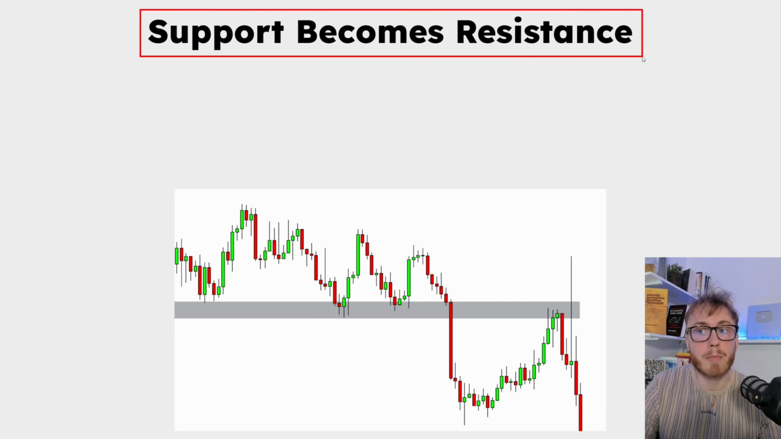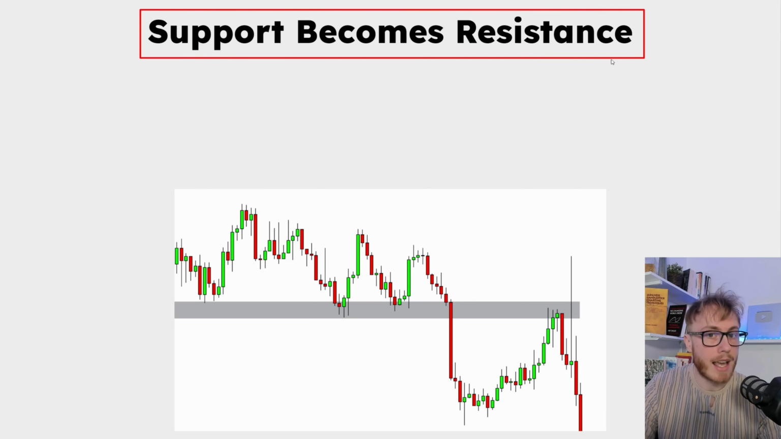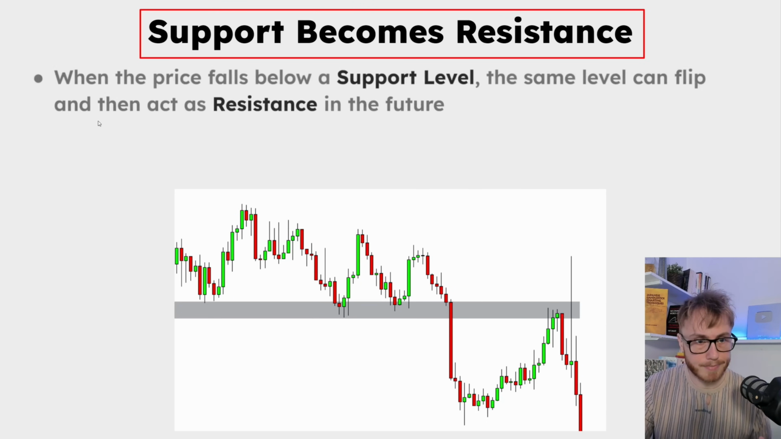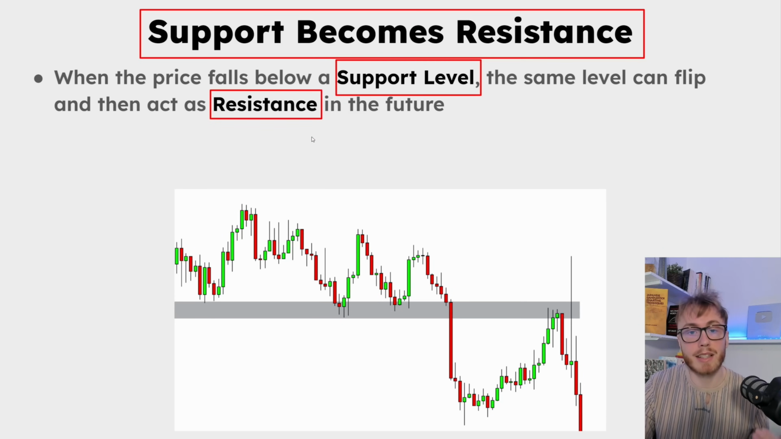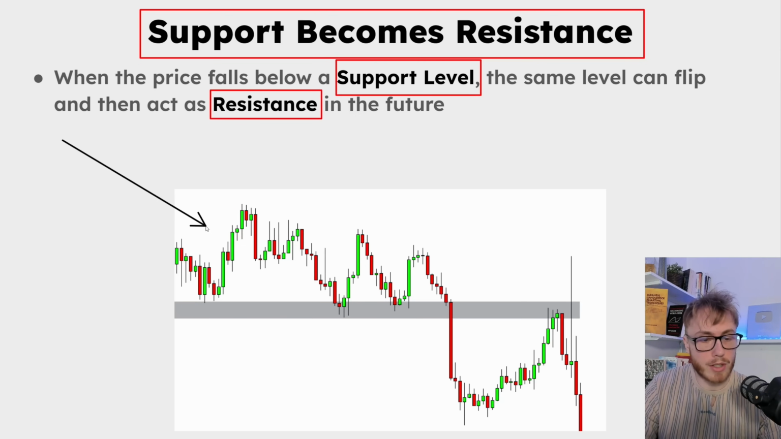So now we're ready to talk about a super common principle in trading, and that is that support can become resistance. And of course, the opposite is also true. So resistance can become support. But what do I mean by this? Well, when the price falls below a support level, the same level can later on flip and act as resistance in the future.